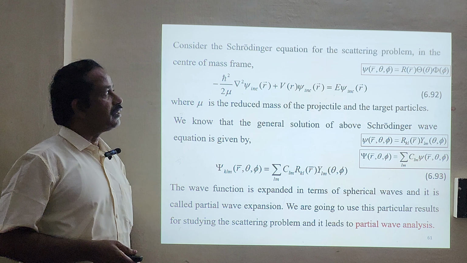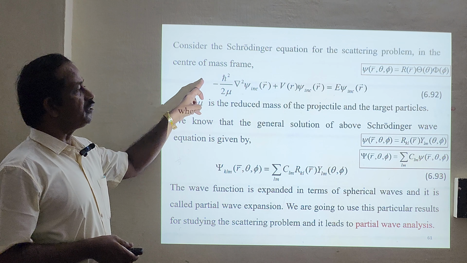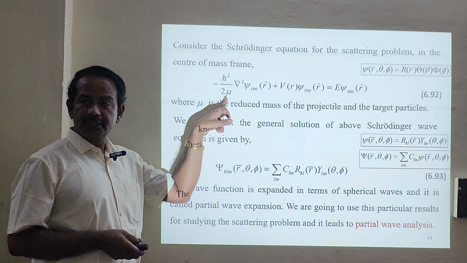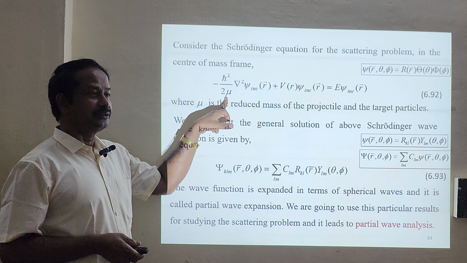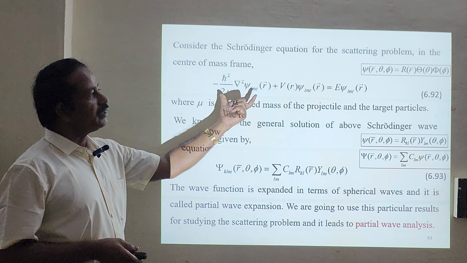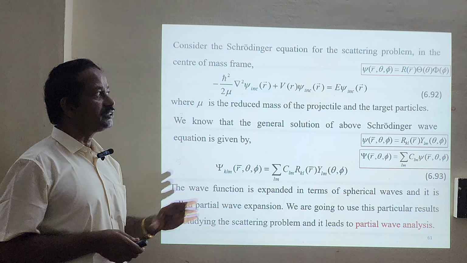Now we are going to consider the Schrödinger time independent wave equation for the scattering problem, which is given by this equation under the center of mass frame, because we are going to use only the reduced mass mu. So the equation is very clear, and this equation represents the scattering problem. Okay, Schrödinger equation for the scattering problem. And of course, mu is the reduced mass of the projectile and the target particles.